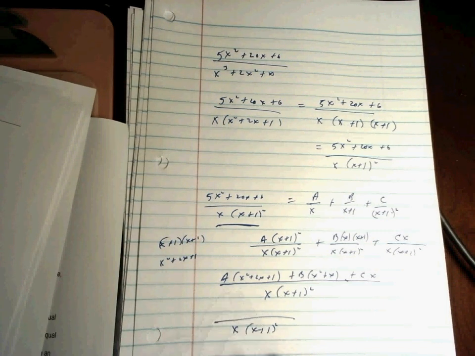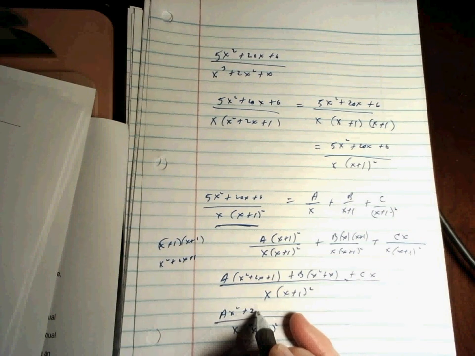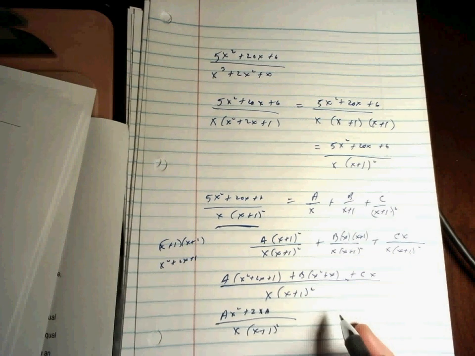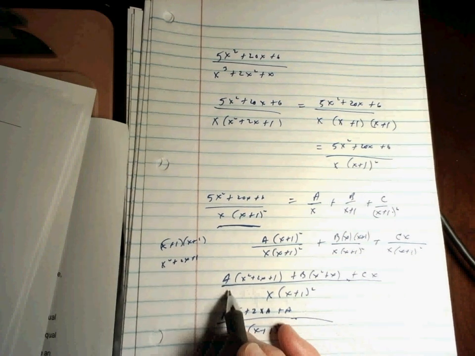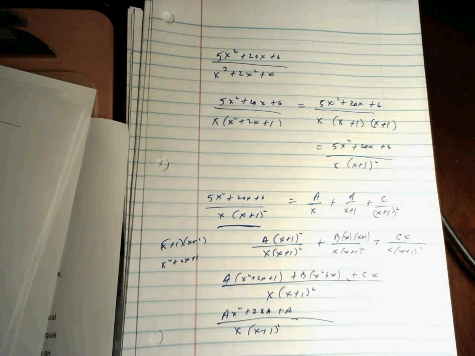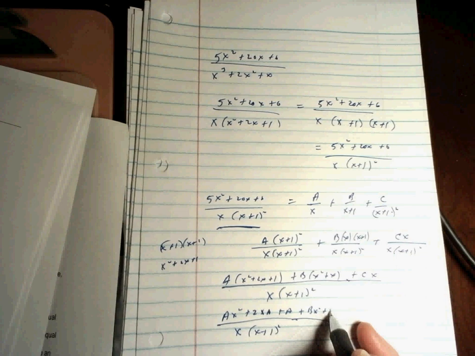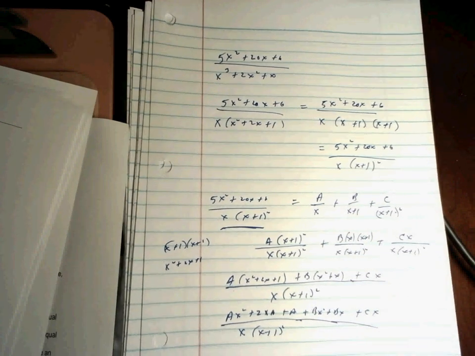Now I'm going to distribute the a to each and every item contained within the parentheses. So this would be ax squared plus 2x times a, if you like to do that, and then plus a, distributing the a to each item contained within the parentheses. Then I have plus bx squared plus bx plus cx. That would be all my pieces of the numerator.